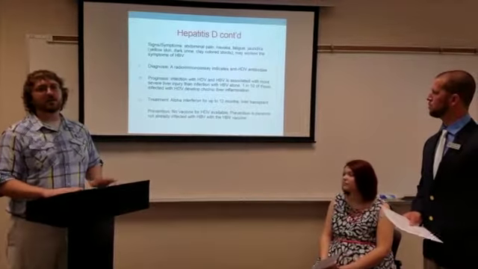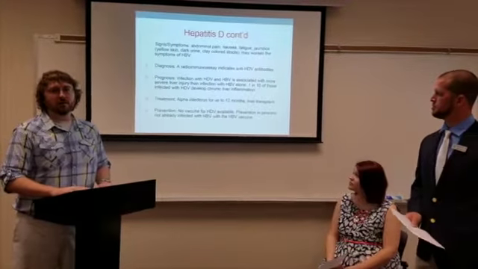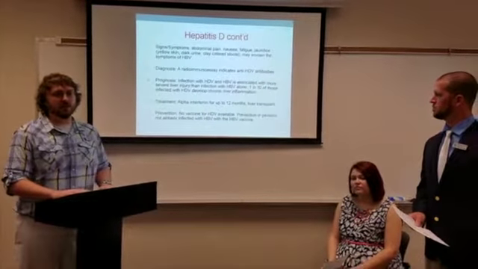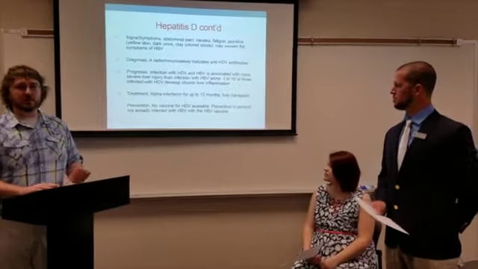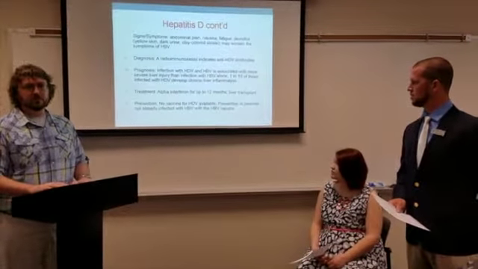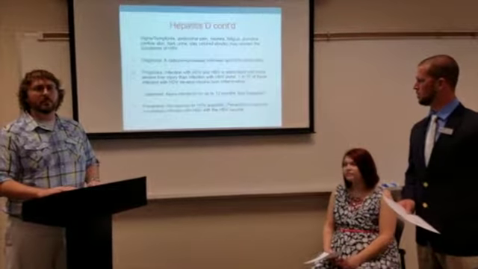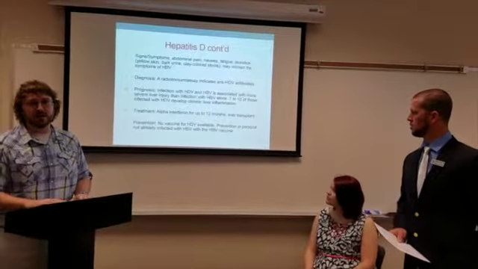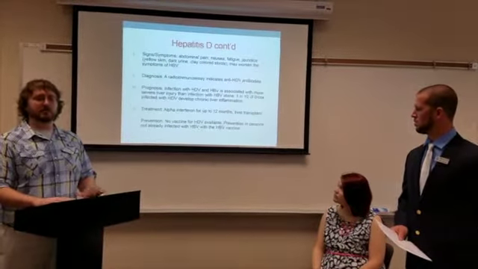Prognosis: infection with the hepatitis D virus and hepatitis B virus is associated with more severe liver injury than infection with hepatitis B virus alone. 1 in 10 of those infected with the hepatitis D virus will develop chronic liver inflammation. Its treatment includes alpha interferon for up to 12 months or a liver transplant. Its prevention: no vaccine for hepatitis D virus is available. Persons not already infected with hepatitis B virus should take the hepatitis B virus vaccine.